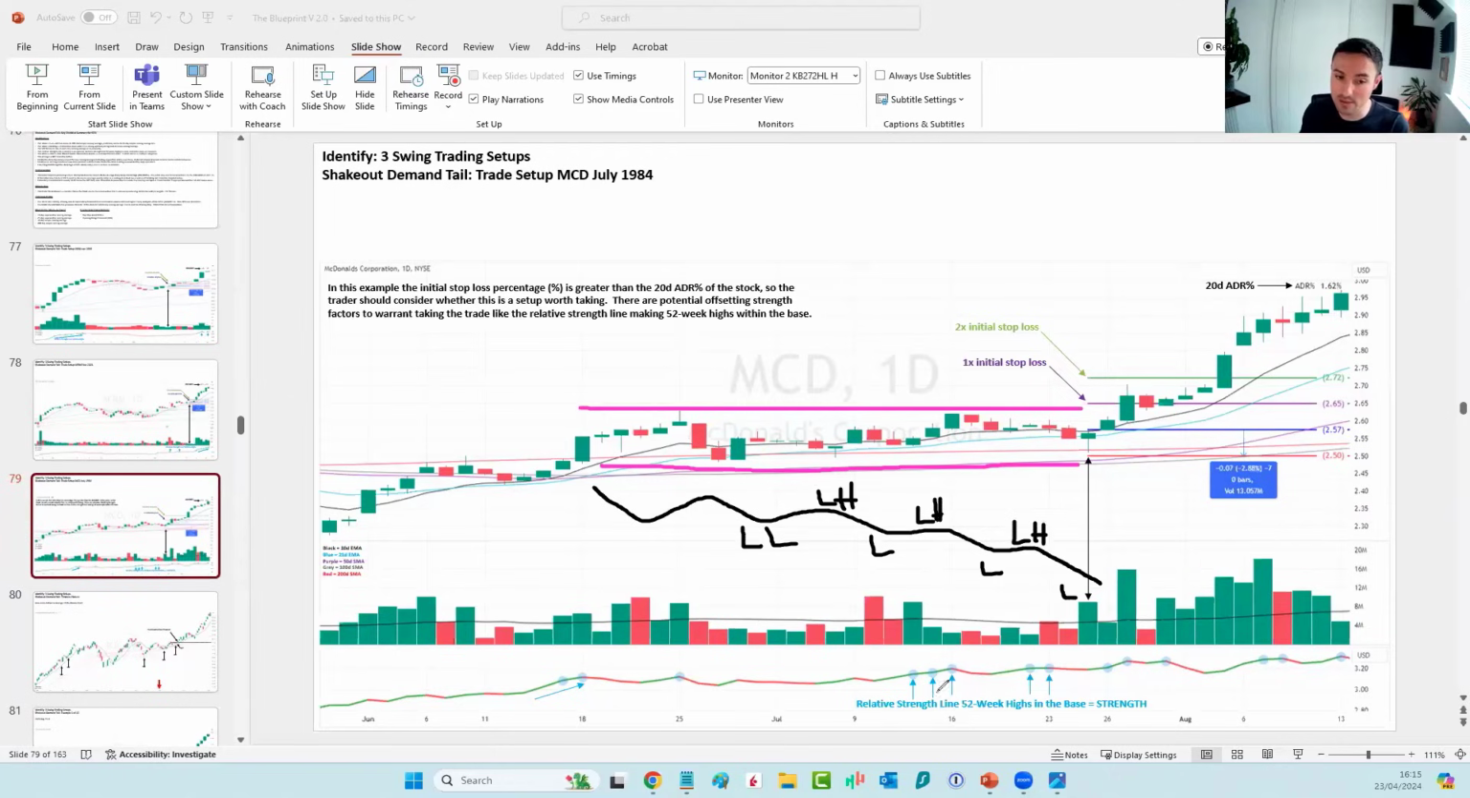So while the index is doing this, what's McDonald's doing? Well, in this instance McDonald's is actually building higher lows. And do you see these 52-week highs on the relative strength line? One of the strongest signs of strength that you can possibly see is a stock that hits 52-week highs pre-base, in the base, and post-base. Pre-base, in the base, post-base. So if we can identify not only a very strong stock, but one hitting 52-week highs from a fundamental perspective, also from a technical perspective.